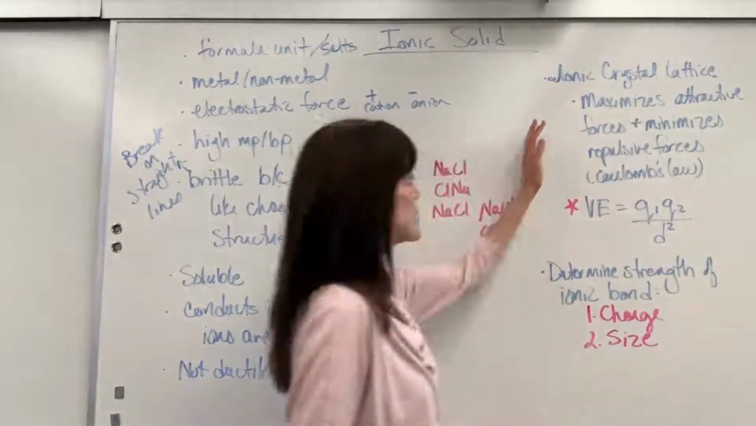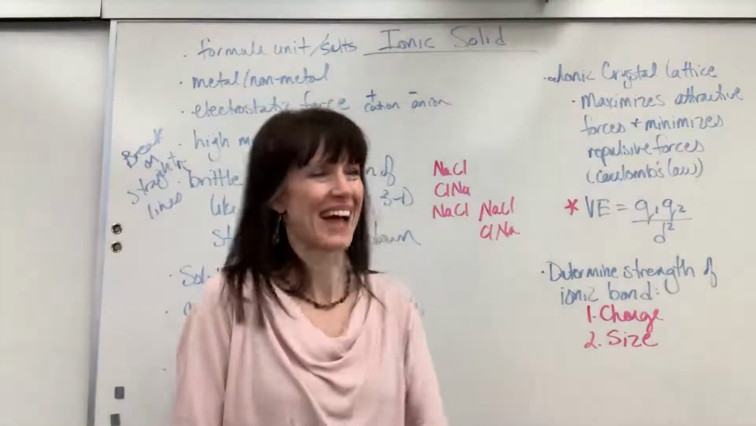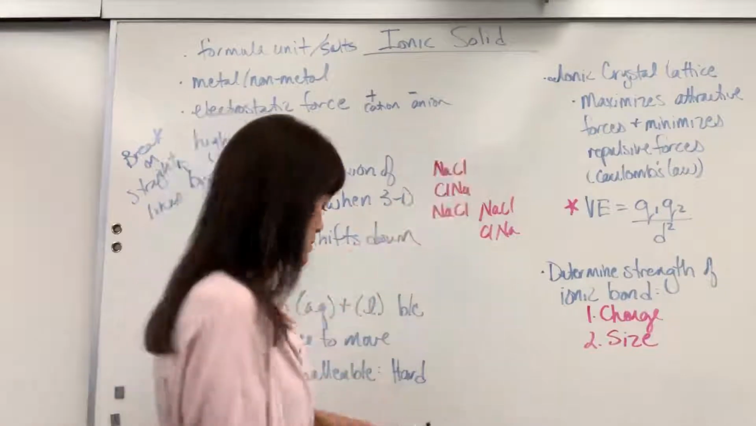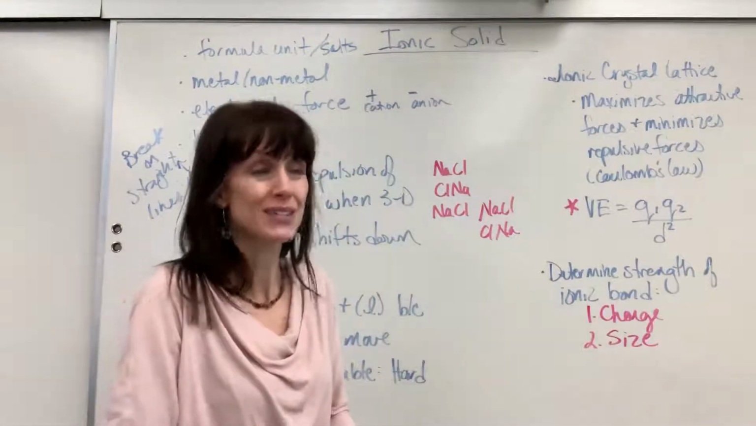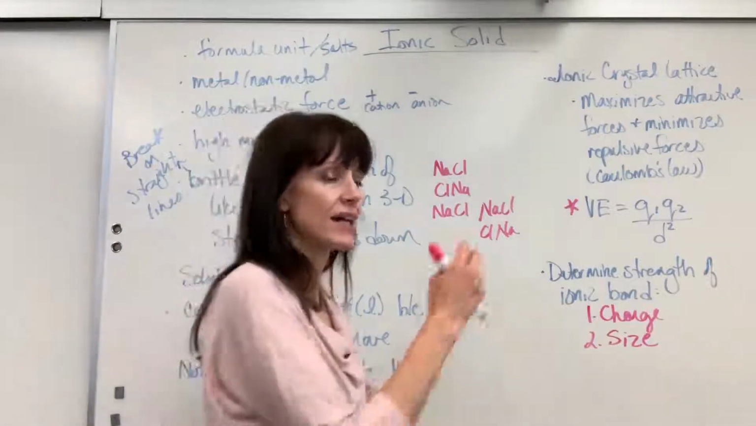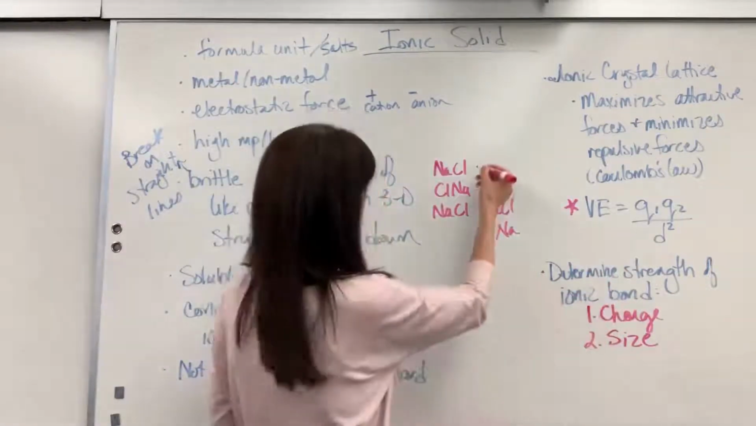Okay, so let's focus just a little bit on ionic crystal lattice. So I had drawn a crystal lattice right here for you, and you're expected to know how to draw this, and it's really easy. It's just going to be cation, anion, positive, negative, always is how you draw it.